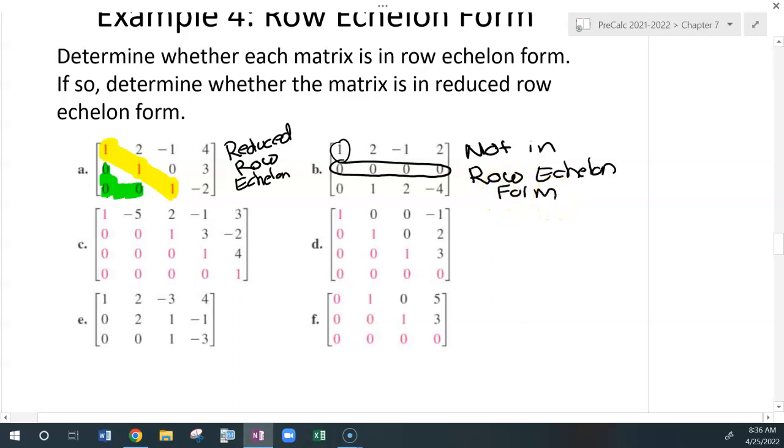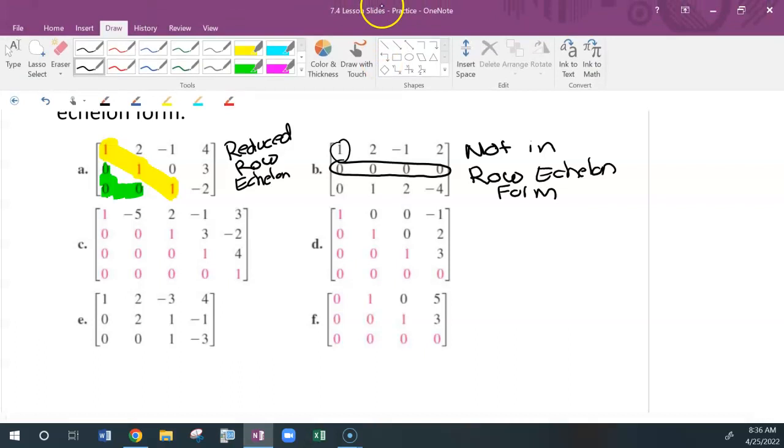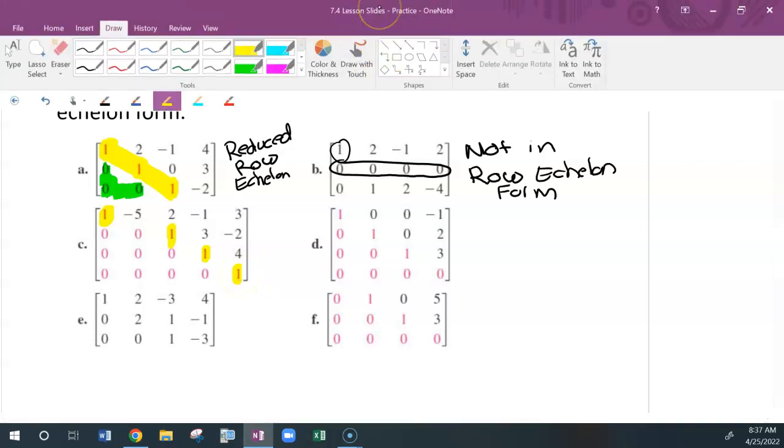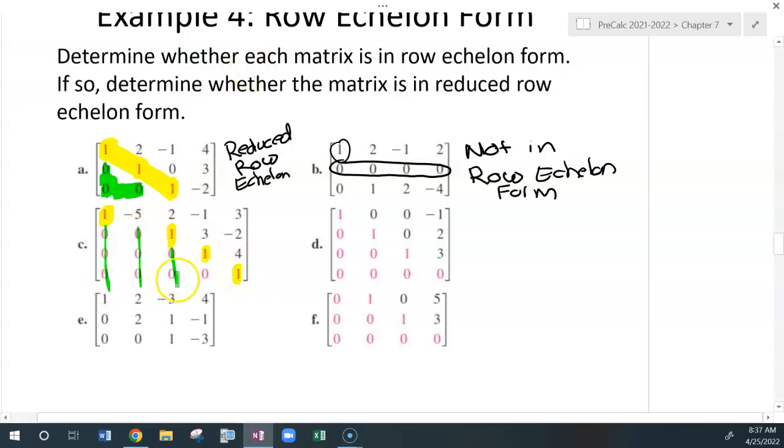All right, let's take a look at C. So I have my 1 there. Next one over. That one's a 1, that one's a 1, that one's a 1. And you notice that we also have all of these zeros here. So that one is in row echelon form. And it's also been reduced. So we have here a reduced row echelon form.